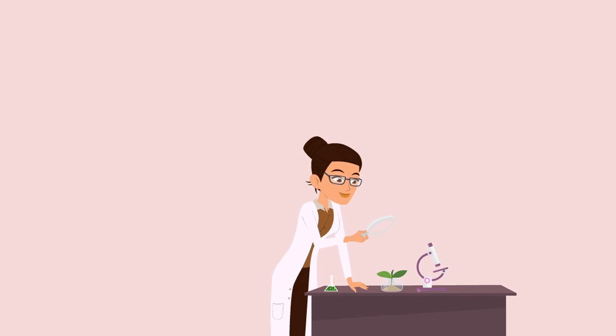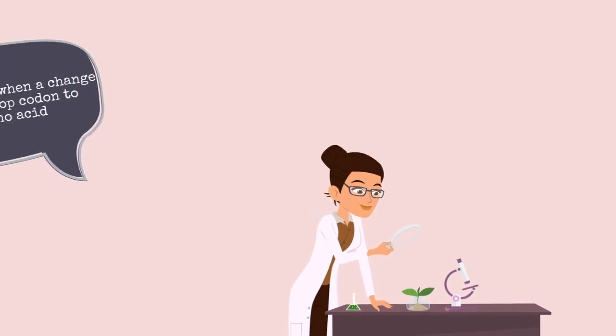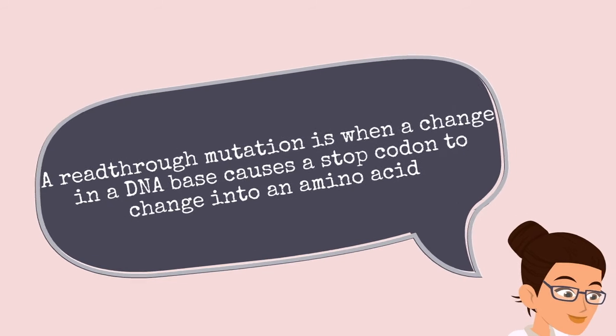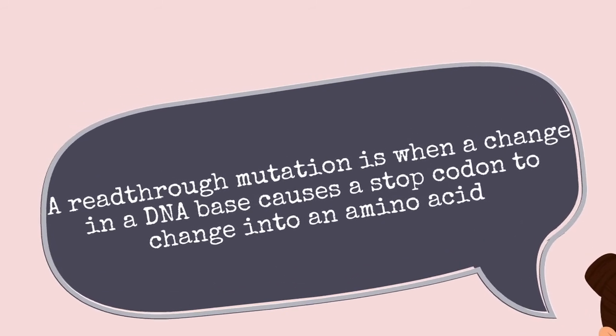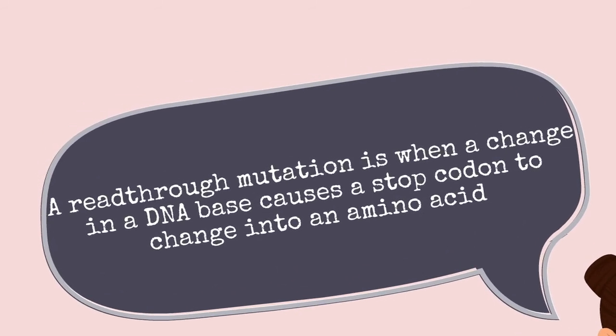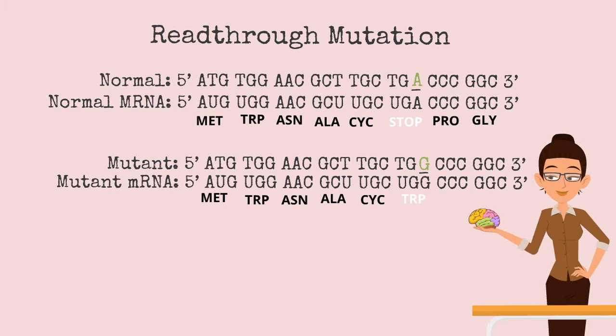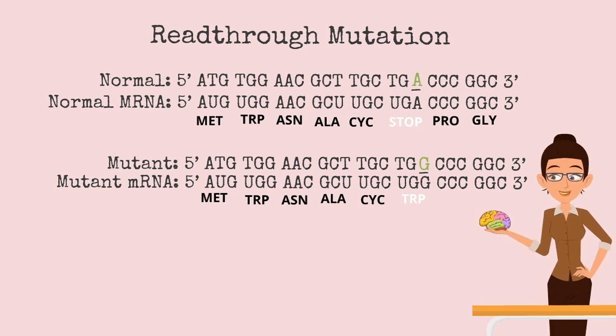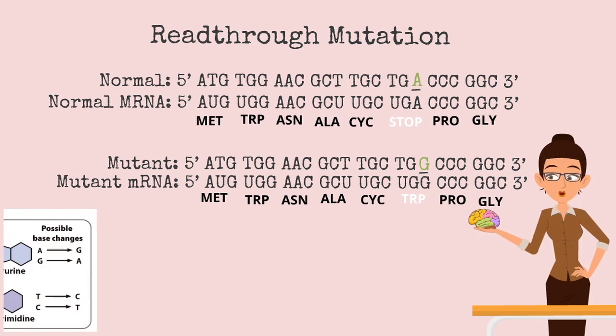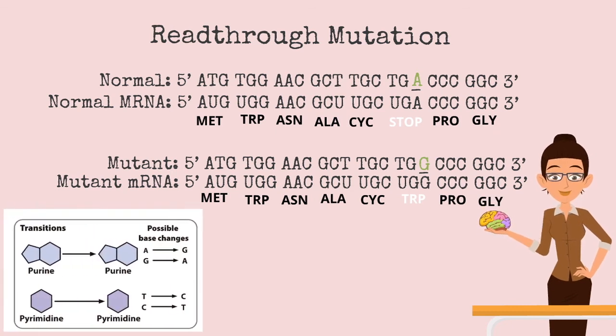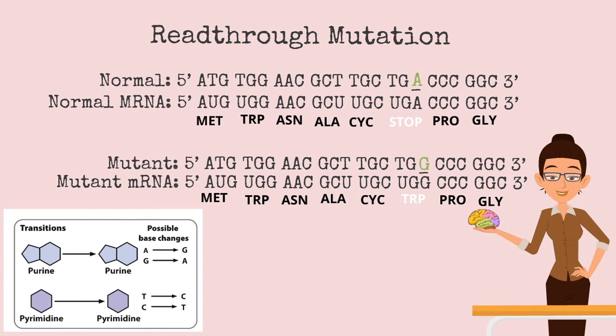A read-through mutation is when a change in a DNA base causes a stop codon to change into an amino acid and continues with translation. This results in a longer protein. In this example, when we replaced adenine with guanine, we caused the stop codon to change into an amino acid, in this case the amino acid tryptophan. The replacement from A to G is also called transition, since you're going from a purine to a purine.